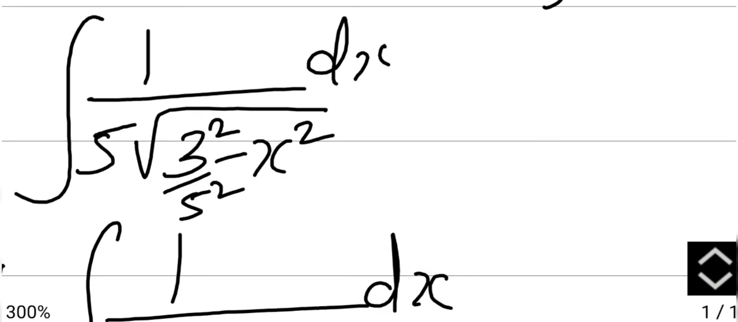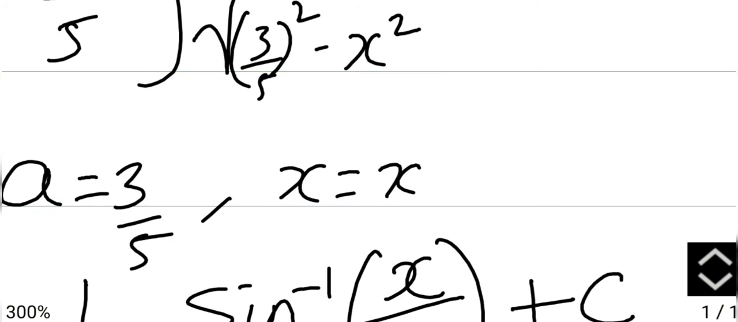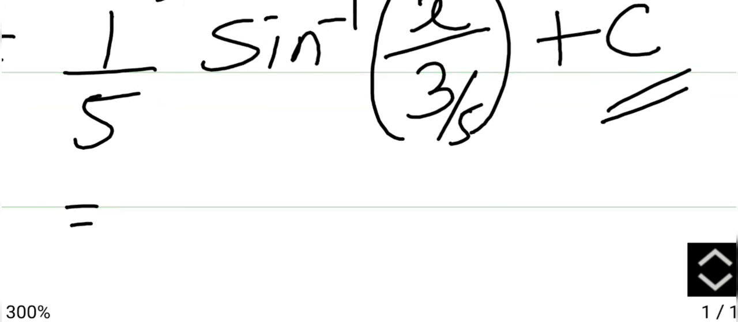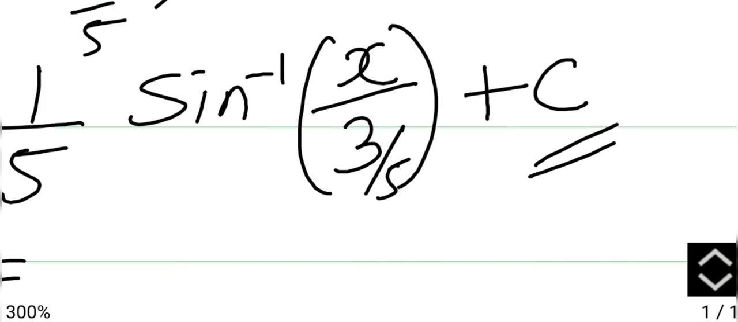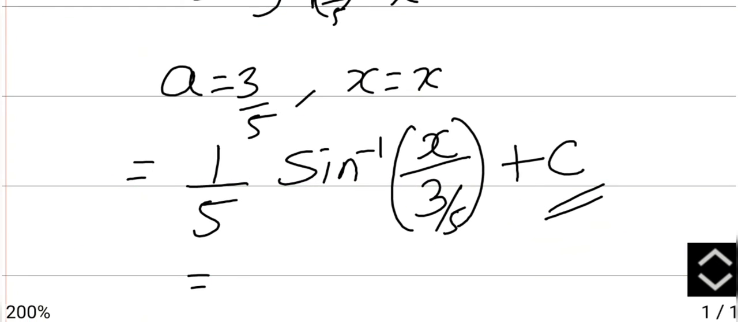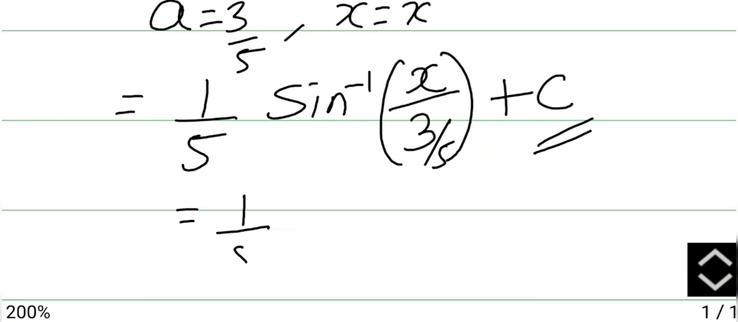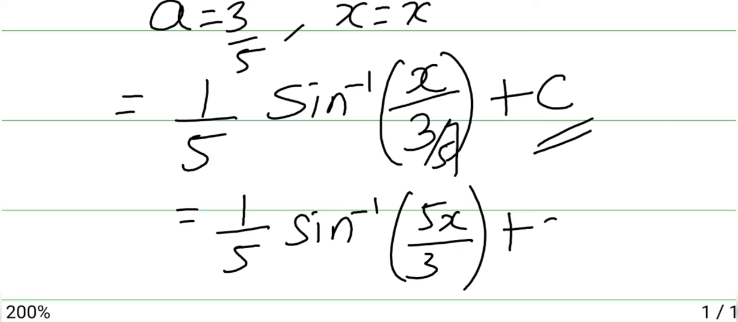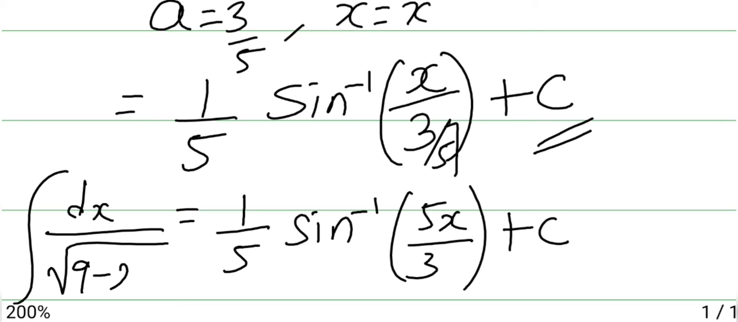Okay, so a is 3 by 5. So x by a is x by 3 by 5. So it becomes 1 by 5 sin inverse of, when the fraction goes up, it becomes 5x by 3, plus c. So this is the solution for the integral of dx divided by root of 9 minus 25 x square.